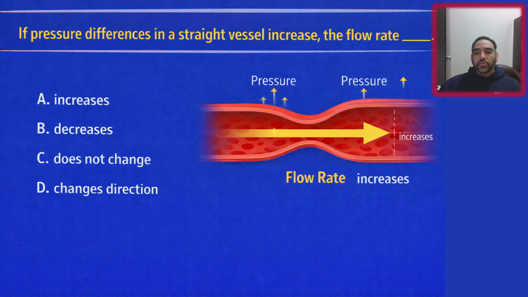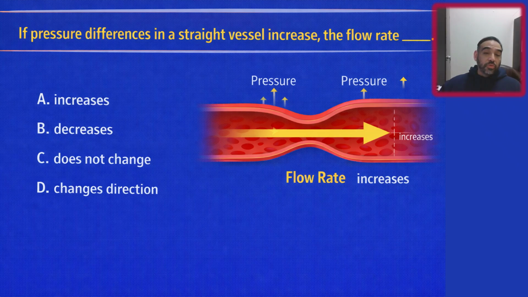So if delta P, that pressure difference, goes up and resistance stays constant, flow increases. So more pushing force relates to more blood that moves per second. It's like turning up the water pressure in a hose, so you have more water that flows out. Flow and pressure differences are directly proportional.